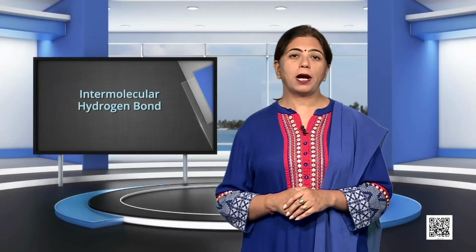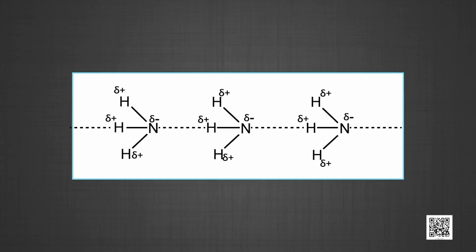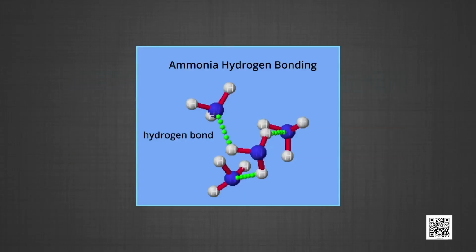The intermolecular hydrogen bond is formed between two different molecules of the same or different compounds. For example, hydrogen bond in case of HF molecule, alcohol or water molecules etc. is intermolecular hydrogen bonding. You can see the structures on the screen.